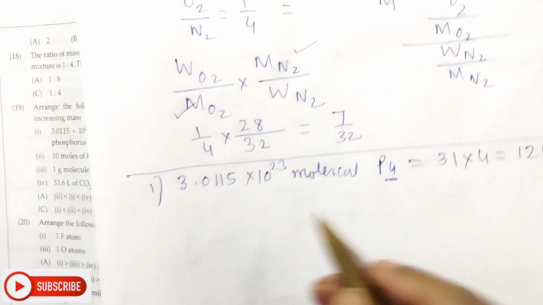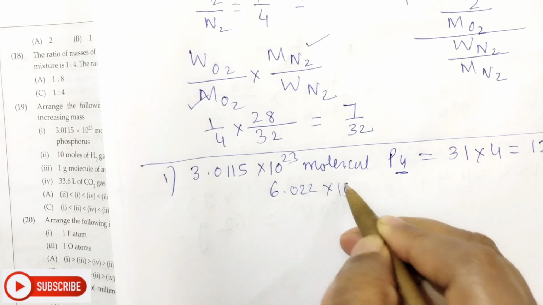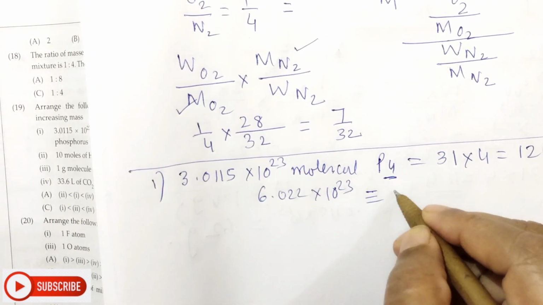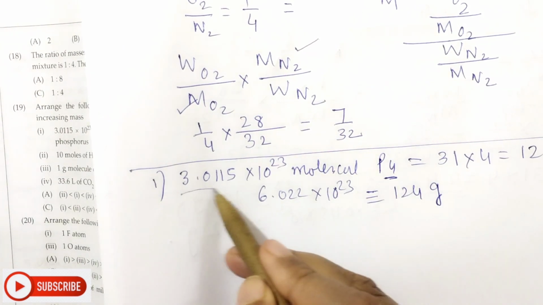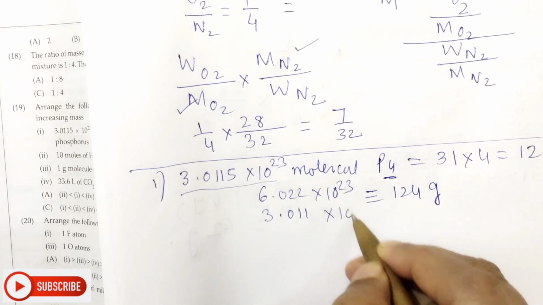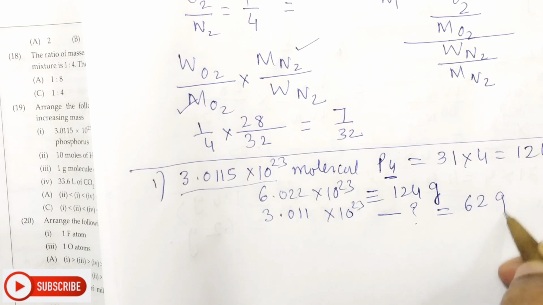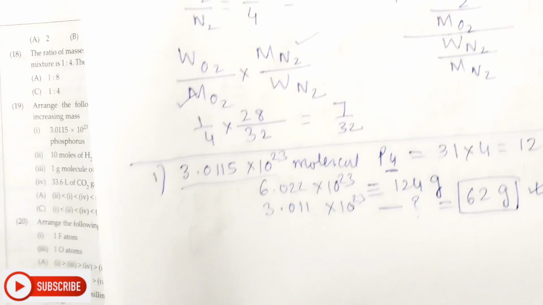Right, students? But that is if I take 6.022 into 10 raised to 23, the normal Avogadro number, then only it will be 124 gram. The number of molecules they have taken here is exactly half of this, right students? So what will be the mass here? That will be 62 gram. So I have converted the first option into mass, that is 62 gram.